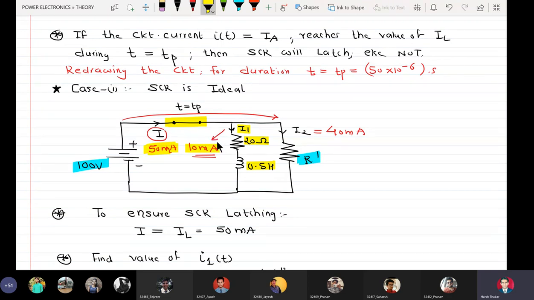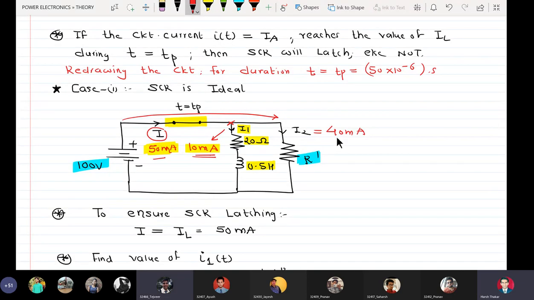That is, in the first part we also saw that during the duration of 50 microseconds, the inductor allows the current through the branch I1 to increase from 0 to only 10 milliamperes. So while the I1 branch gets a value of 10 milliamperes in the 50 microsecond pulse duration, if you still want 50 milliamperes to flow, simple Kirchhoff's current law at this node indicates that if you want 50 here and 10 is flowing here, then the remaining 40 milliamperes must be carried by R dash. Is it clear? 50 minus 10 is 40.